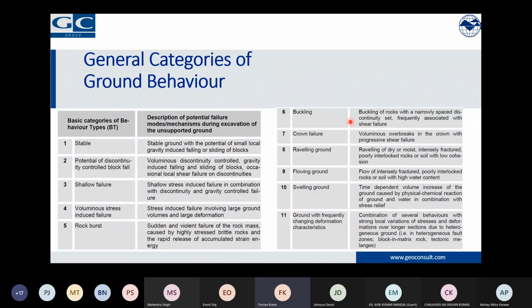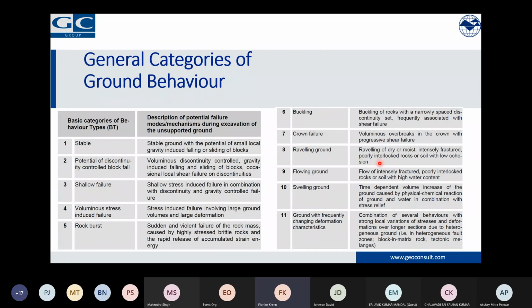Now one other failure mode, which is very much controlled by discontinuities, is the so-called buckling. This is when we have narrowly spaced discontinuities, and basically the rock behaves like a column, a very slender column, which is buckling out and then breaking. Usually it comes also with shear failures. Now, behavior type 7, crown failure, means basically that there is always the risk that there is an overbreak in the crown, which also leads to a progressive shear failure. I will show 2 examples where this happened, and this is also usually associated with low confining stresses, so that the material is relatively loose.